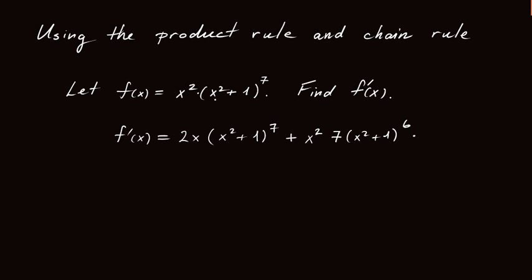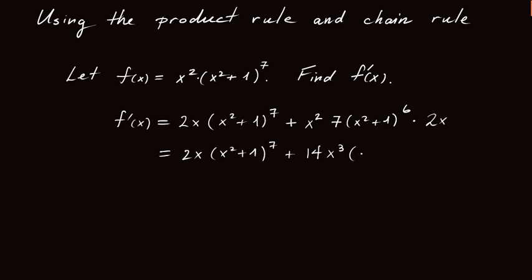But then we have to differentiate the inside by the chain rule. The derivative of x squared plus 1 is 2x. Okay, so that's it. You can simplify a little bit. The first term doesn't admit much simplification, but the second term, we can bring the 2x to the front, and we can multiply the 2 by 7 and get 14, and the x gets multiplied by x squared to get x cubed, and then we have an x squared plus 1 to the 6th. So that's basically it.